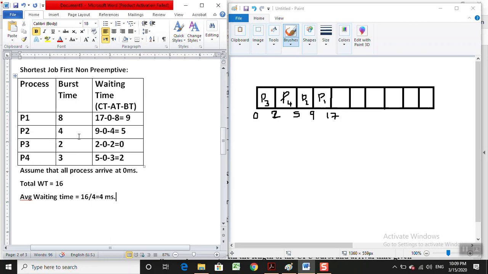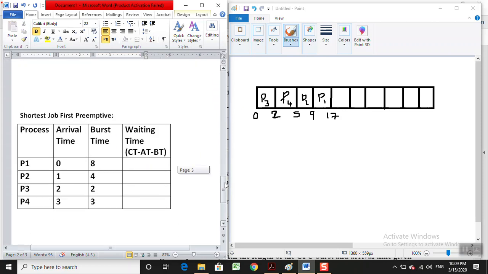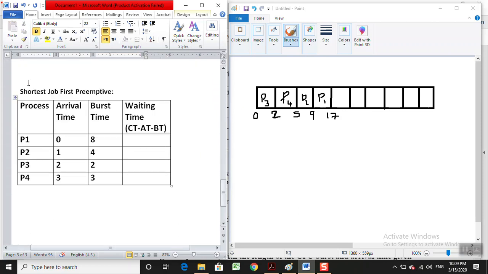The job which has the shorter burst time will be scheduled first, and there is no preemption here, it is non-preemptive. So let us go to the other algorithm, which is the preemptive version.